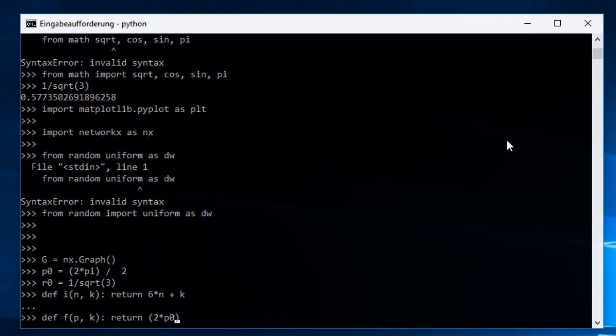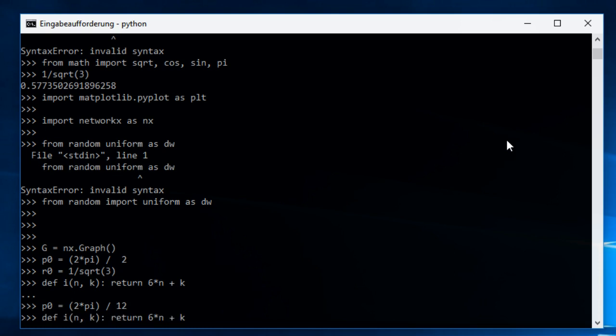Okay. You have probably seen it, but I only notice it now. I have to do divided by 12, not by 2. So okay, good that I catch that now and not after I defined all functions in terms of this wrong parameter.